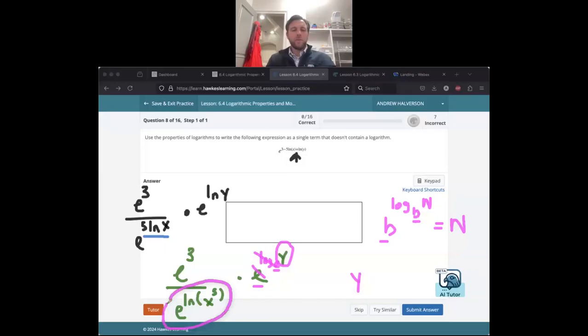How does this one simplify? e to the natural log power, so e to the log base e pops out that x to the fifth. And then we have e to the third power. And so now you just collapse it all together, and we finally get a mess. That's what we get: y e to the third over x to the fifth.